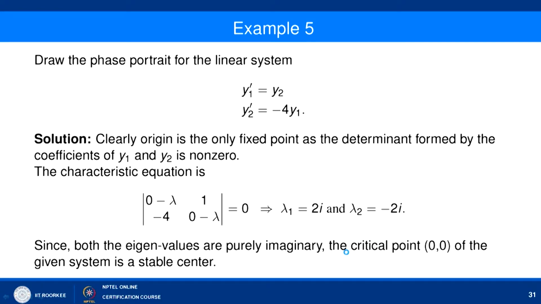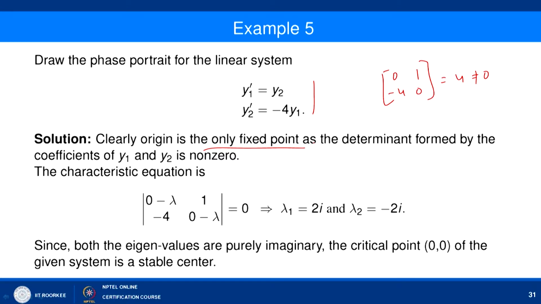So, let us have one example based on this. Draw the phase portrait for the linear system y 1 dash equal to y 2 and y 2 dash equal to minus 4 of y 1. So, here we can simply say that 0 0 is a critical point here, and we can easily check that the matrix is 0 1, minus 4 and 0, and if you simplify and find the determinant here, the determinant is coming out to be 4, and hence we can say that 0 0 is the only fixed point, right.